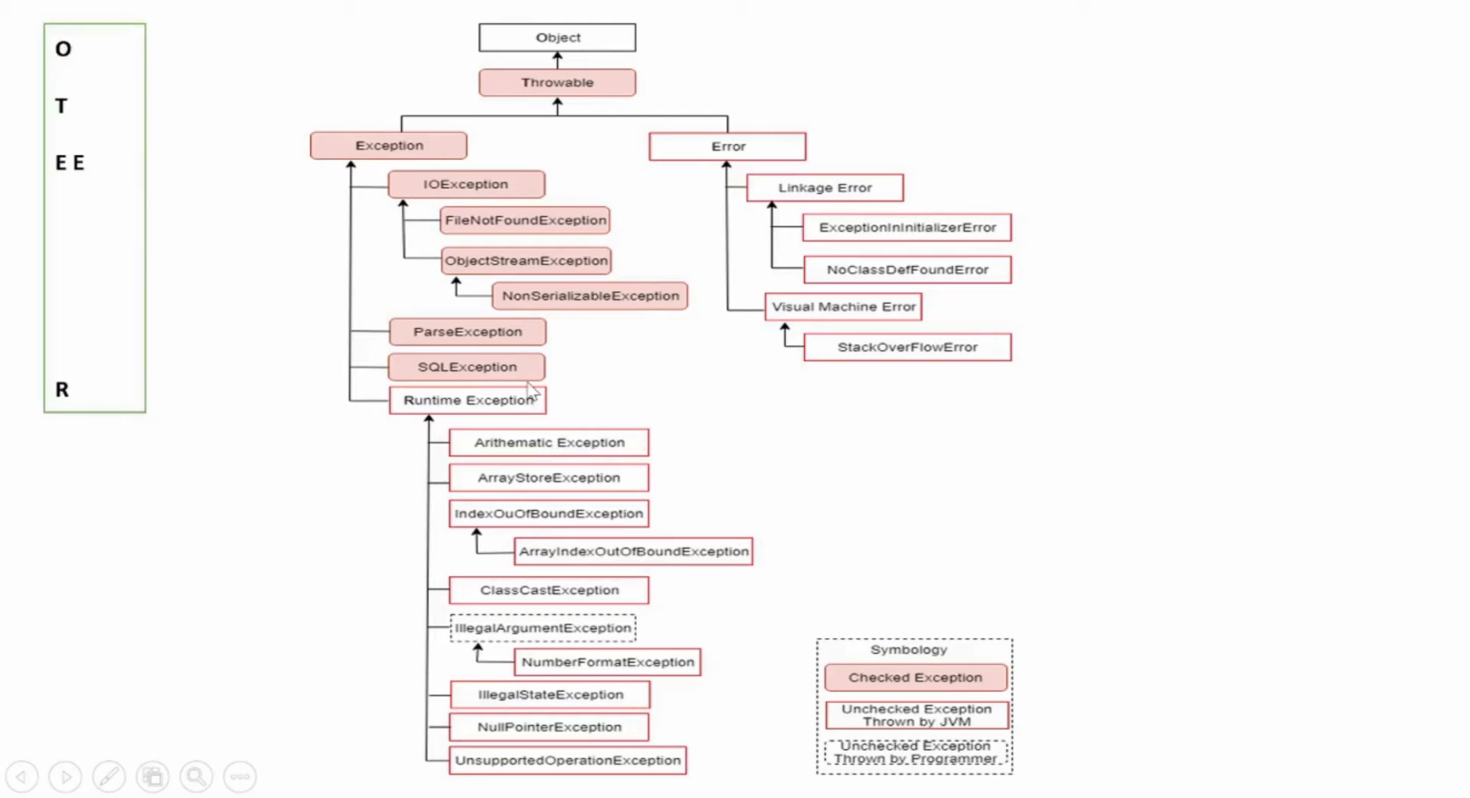The one thing you need to remember in this hierarchy is a word, otter, so instead of OTTER, I say OTEER. So O for Object, T for Throwable, E for Exception, E for Error, and R for RuntimeException. If you remember these main five classes, then you can easily figure out the rest of them for your exam.